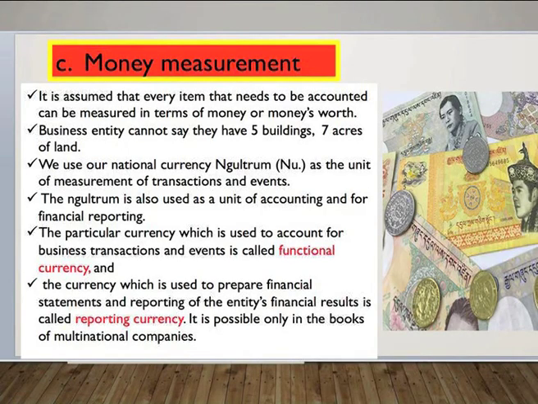It is assumed that every item that needs to be accounted for can be measured in terms of money or money's worth. A business entity cannot say they have 5 buildings and 7 acres of land. We use our national currency, Ngultrum, as a unit of measurement of transactions and events. The Ngultrum is also used as a unit of accounting and for financial reporting. The particular currency which is used to account for business transactions and events is called the functional currency. The currency which is used to prepare financial statements and report the entity's financial result is called the presentation currency. This is possible only in the books of multinational companies.